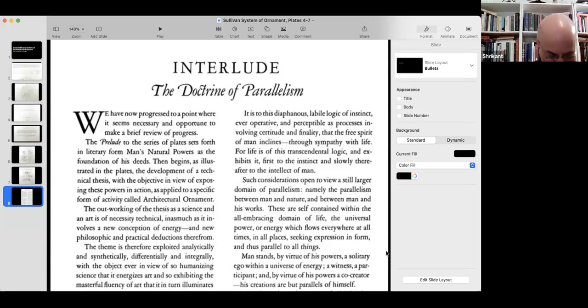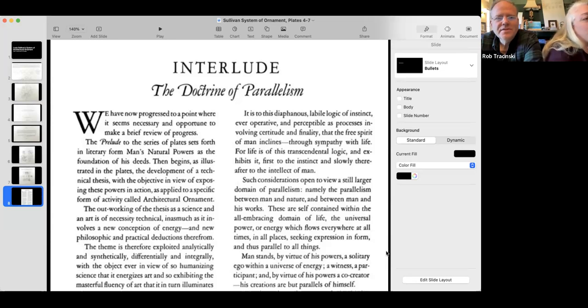Rob. All right. Interlude, the doctrine of parallelism. We have now progressed to a point where it seems necessary and opportune to make a brief review of progress. The prelude to the series of plates sets forth in literary form man's natural powers as the foundation of his deeds. Then begins, as illustrated in the plates, the development of a technical thesis with the objective in view of exposing these powers in action as applied to a specific form of activity called architectural ornament.